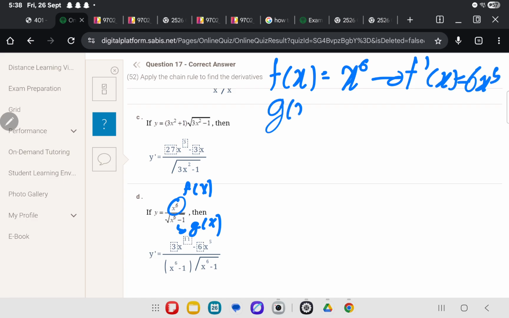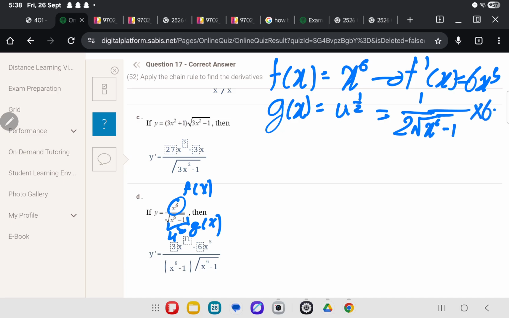So g of x is equal to, straight away, I'm going to say u is equal to x to the power of 6 minus 1. This is u, right? It's going to give me u to the power of 1 over 2. Okay, because it's radical u. So this is 1 over 2 radical, what was u? It's x to the power of 6 minus 1. I'm saying it straight away. Multiplied into 6x to the power of 5.